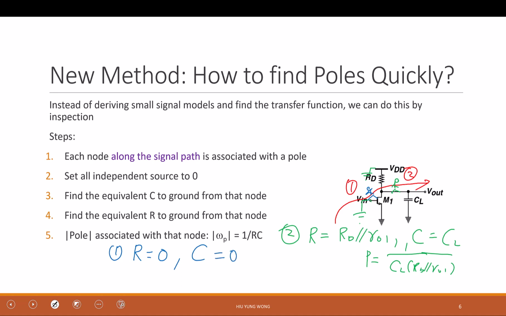So because of this, the C should be 0, not infinity, right? So the pole here equals 1 over 0 times 0, so it's infinity. So again, we don't have a pole, it's at infinite frequency, okay? I hope that this is a good mistake to make, so you won't get confused next time when you see this. Any questions?